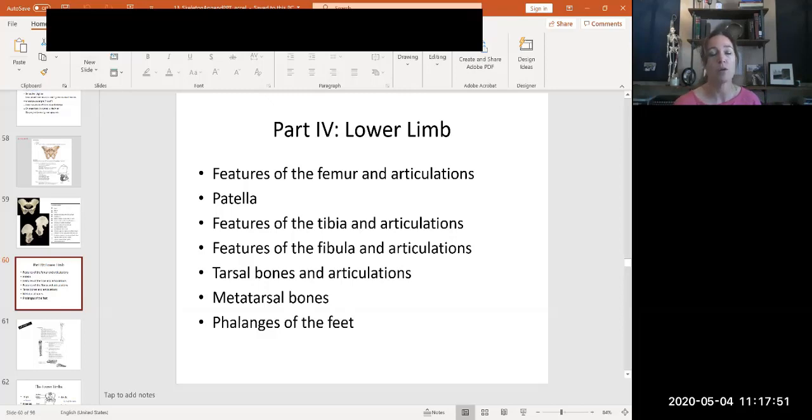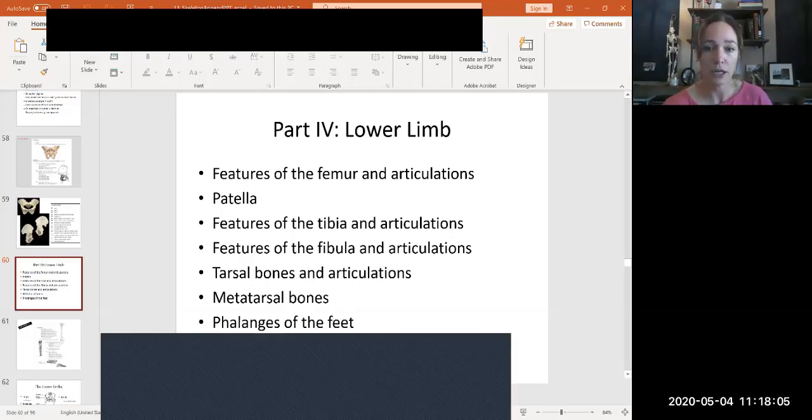So you should know them. You should know what bone connects to which other bone, as well as their features, be able to name them right and left, identify them on a diagram, and use proper terminology. Then let me stop share here, and we'll get into the joints.